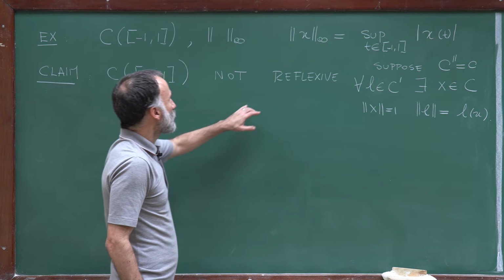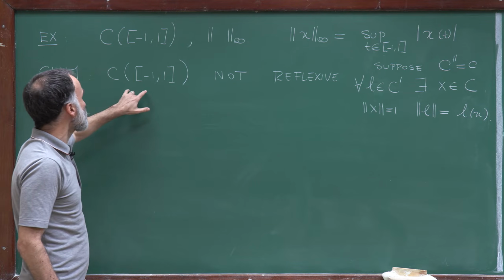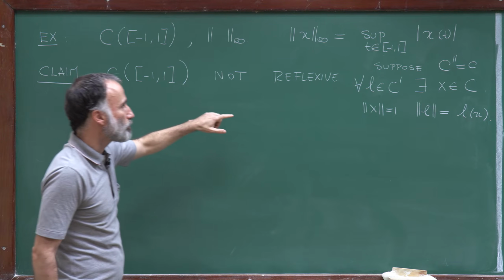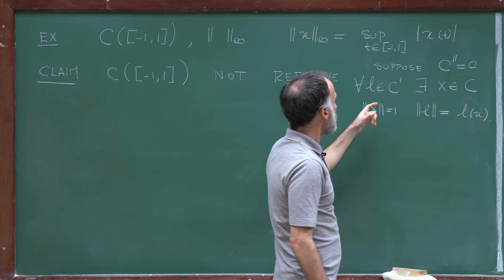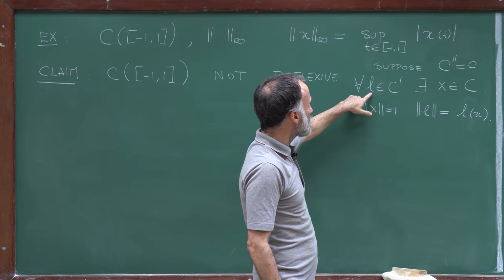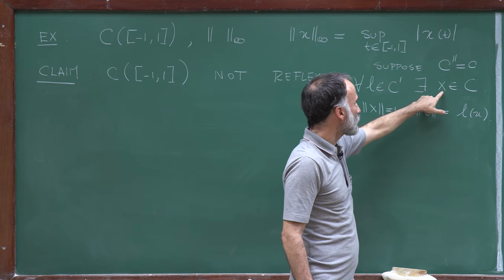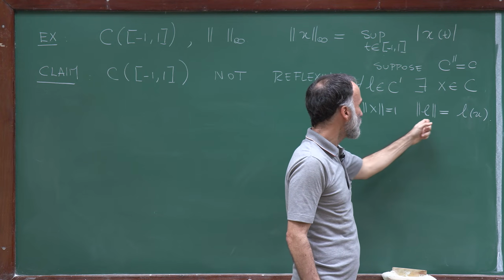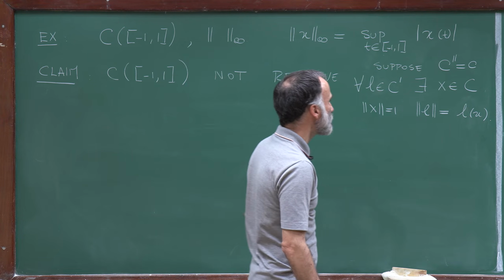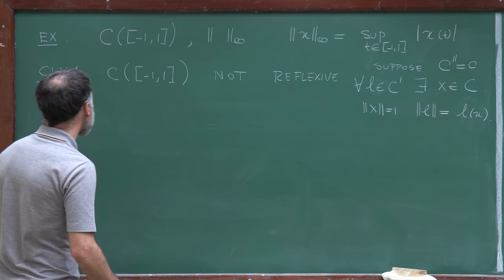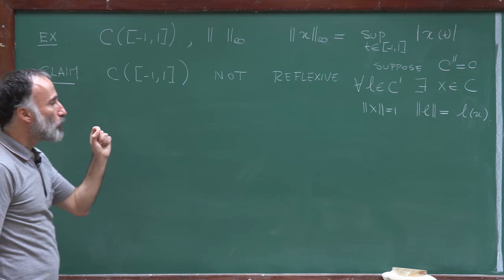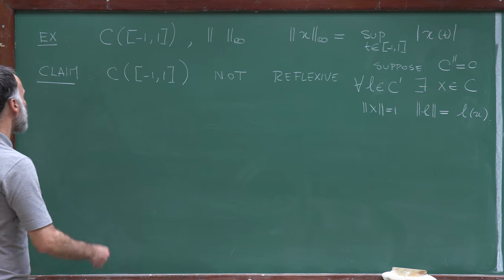So I want to prove that this space C of continuous functions is not reflexive. So I assume that it is. From that, I conclude that for whatever bounded linear functional L, I can find a continuous function x which has norm equal to 1 and such that the norm of L is equal to Lx. So now I'll get a contradiction, and the contradiction will be obtained for a special bounded linear functional.